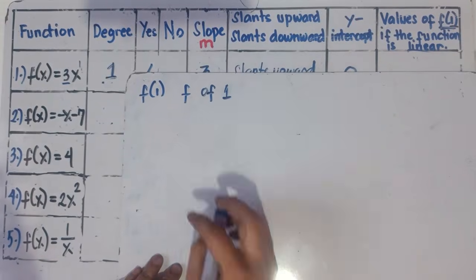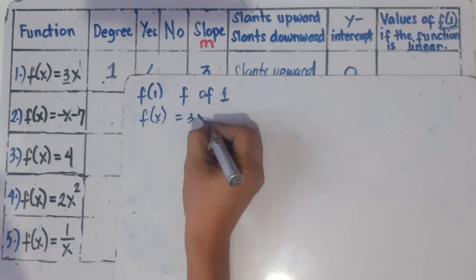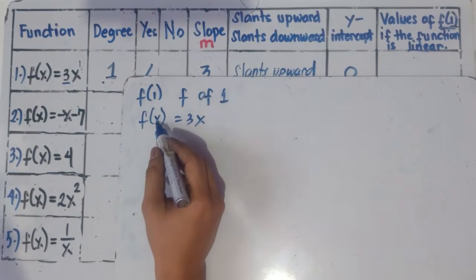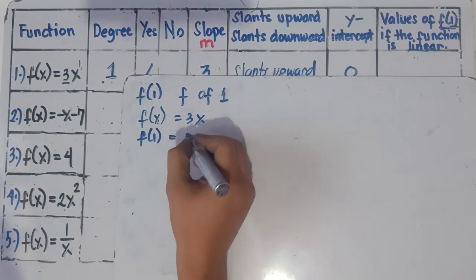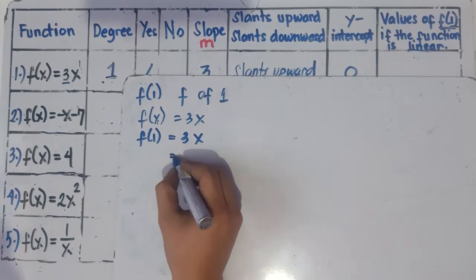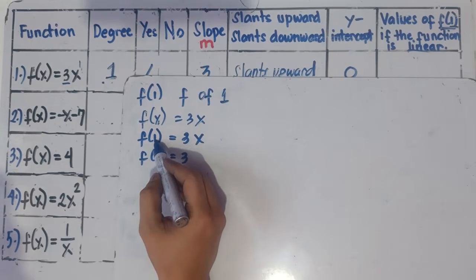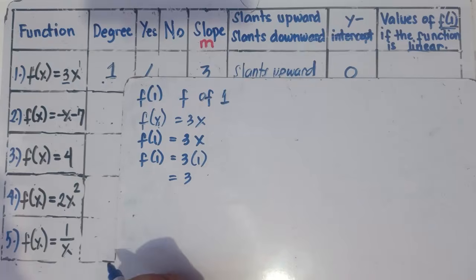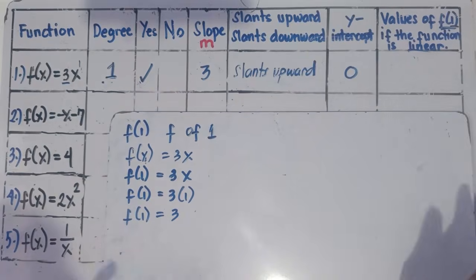F of 1. Now, our given equation, we have f of x equals 3x. Therefore, class, we need to substitute the value of x. That would be 1. Once again, class, simply substitute the value of x. So this will be f of 1 is equals to 3 times, once again, the value of x, that would be 1. So 3 times 1, that would be 3. Therefore, f of 1 is equals to 3. Therefore, class, the answer is 3.